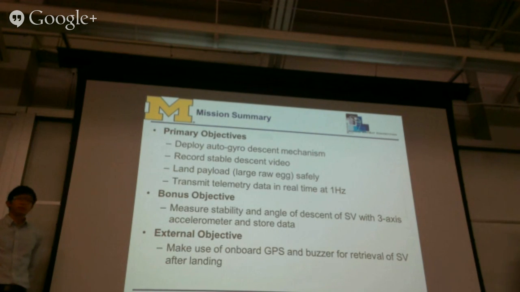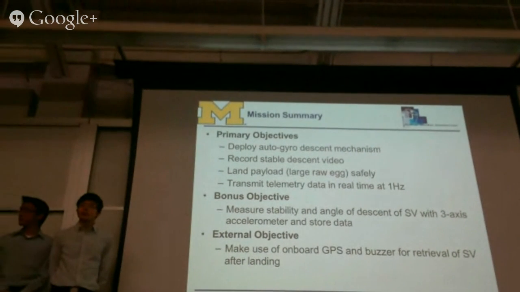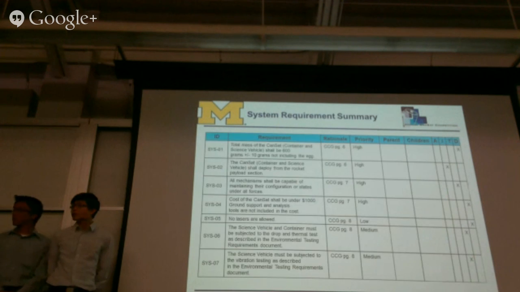Primary objectives are to deploy an auto-gyro descent mechanism, forward stable descent video, land our payload, the launch egg, safely, and transmit telemetry data in real time at 1 Hz. The bonus objective that we've selected is to measure the stability and angle of descent of the science vehicle with an accelerometer and store that data on board. One external objective that we've added is to make use of onboard GPS and buzzers so that we can easily retrieve the science vehicle after the end. There's just a breakdown of the system requirements. The big one is total mass, 600 grams plus or minus 10 grams, in the rocket payload section.